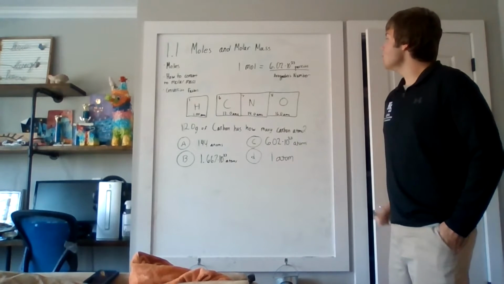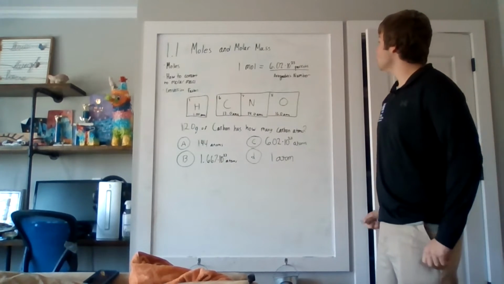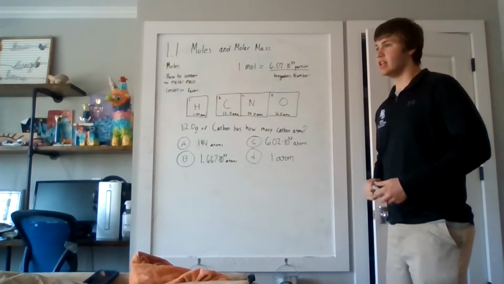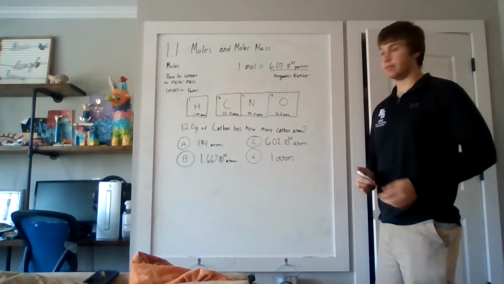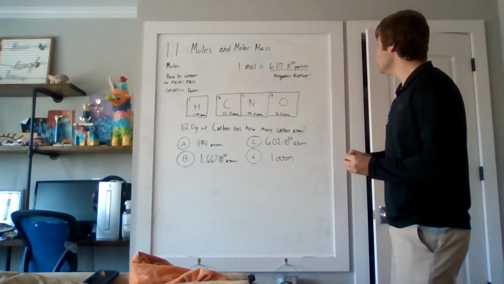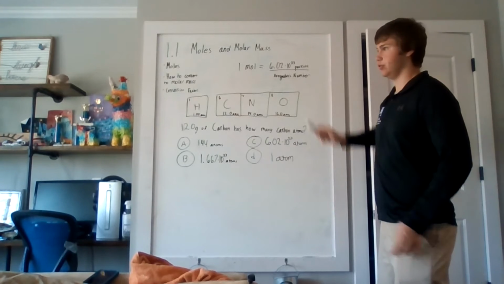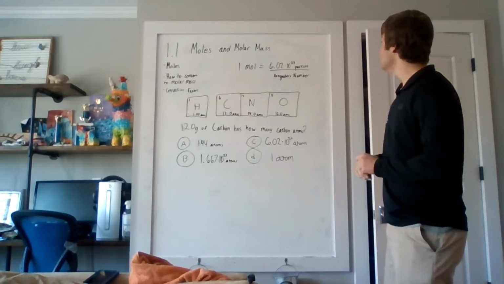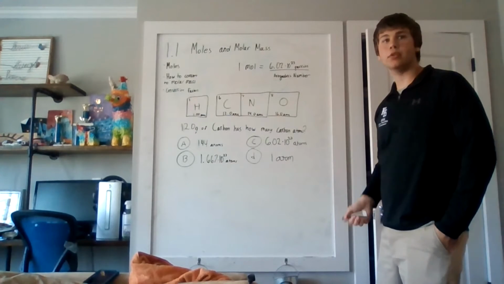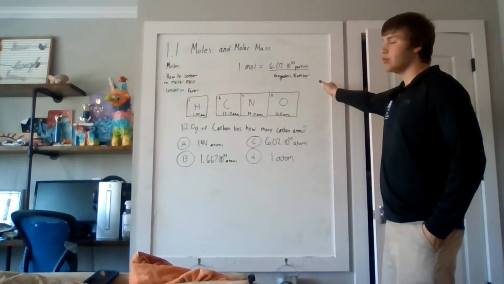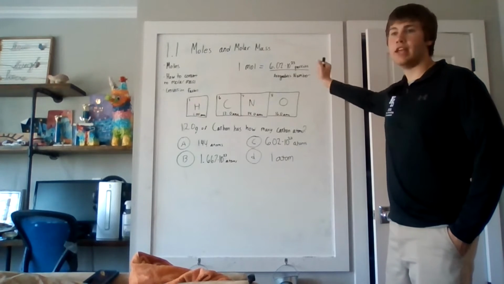Now, 1 mole is equal to about 6.02 times 10 to the 23rd particles, or Avogadro's number. Now, particles are basically anything. You can fit anything into particles, and it'll still work. Particles could be photons, it could be molecules, it could be formula units, but particles applies to almost anything.